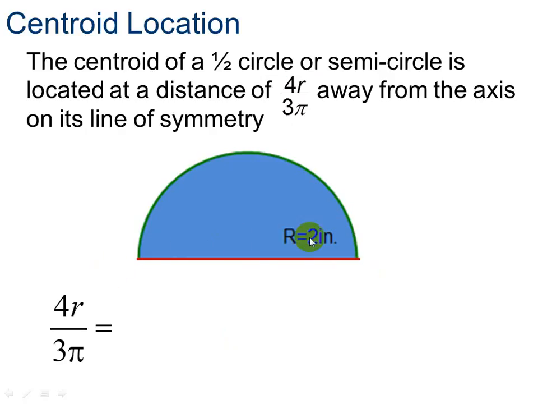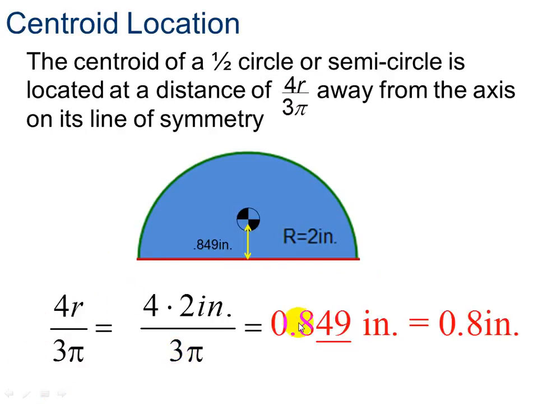So here, my radius is 2, so I'm going to substitute in a 2. So this will be 8 divided by 3 pi, and that gets me 0.849. So I'm going to go right along the line of symmetry, right down the middle, away from this axis that cuts the circle in half, 0.849.